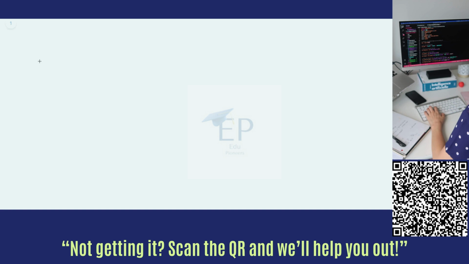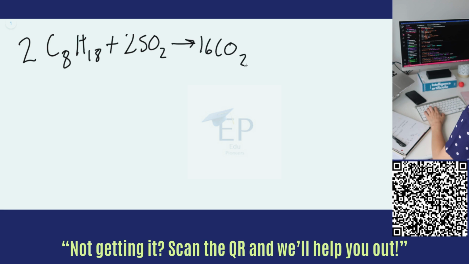So this problem wants us to take the combustion of octane, which is 2C8H18 plus 25O2 forms 16 CO2 plus 18 H2O, and all of these are in the gaseous state. It wants us to find the delta H of this reaction using bond energies and using delta H of formation, and then find the percent difference between them and explain which one is more accurate.